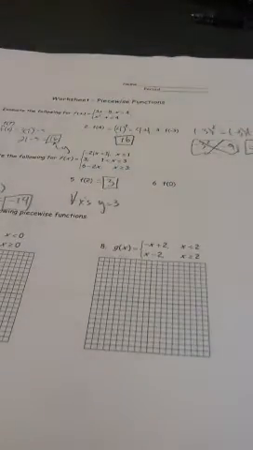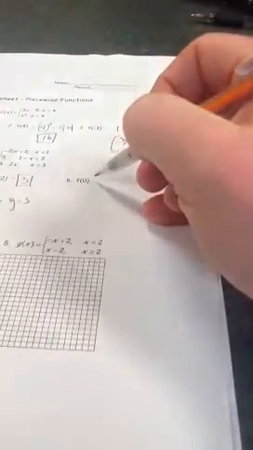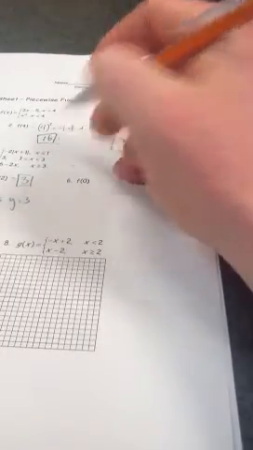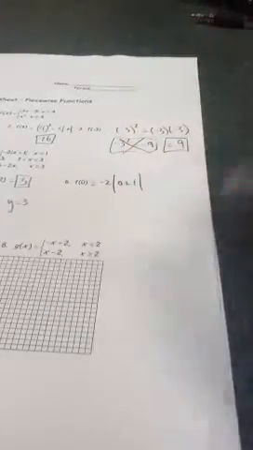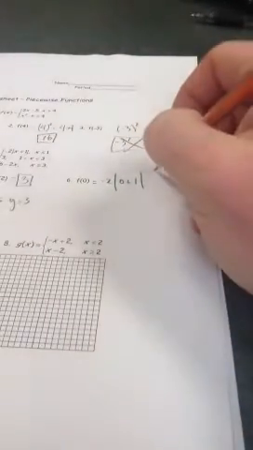Nothing really to do there. You need to make sure you understand horizontal line. Last one, f of 0. 0 is less than 1, so we've got to plug it into this equation. Okay? And then we have to obviously do our order of operations.